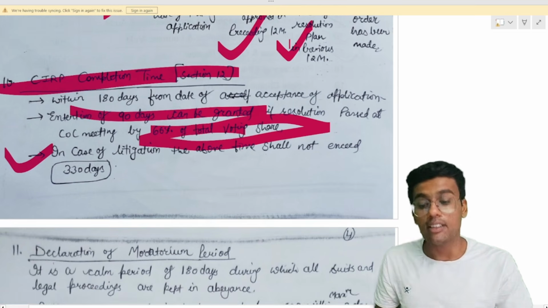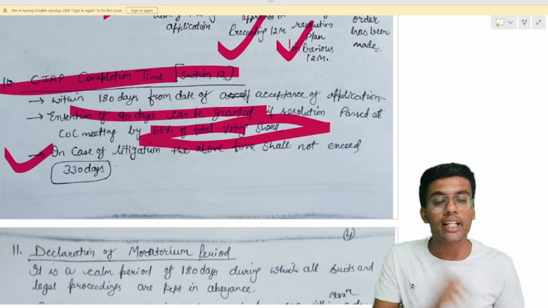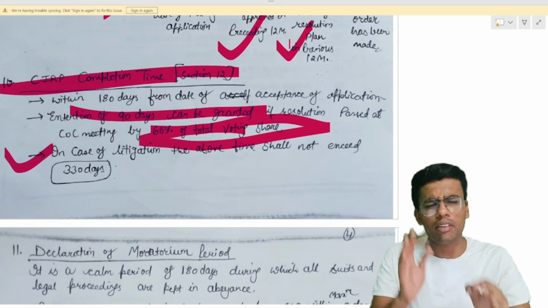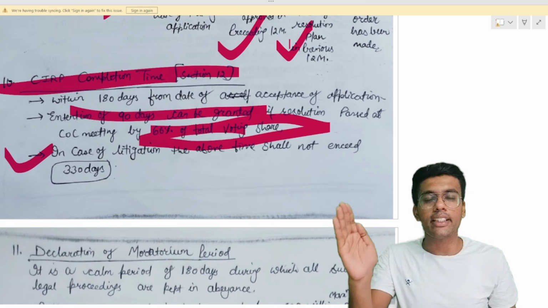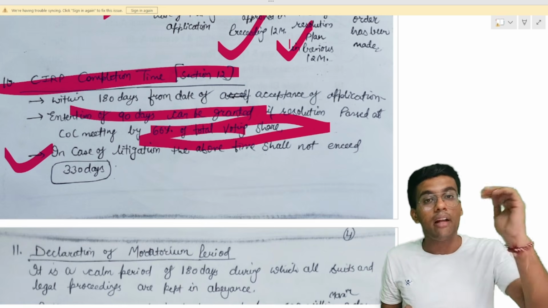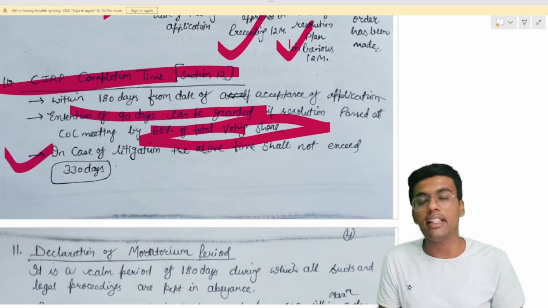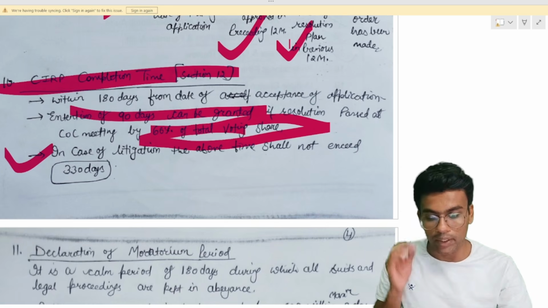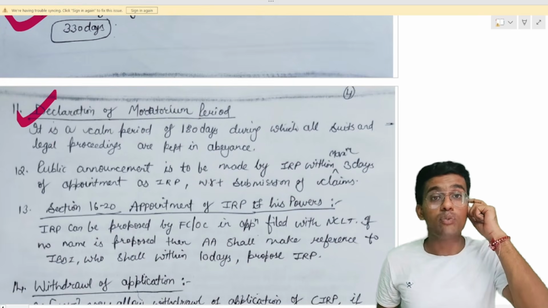The third point is, in case of litigation, the above time shall not exceed a maximum of 330 days. So if there is no dispute, then CIRP is to be completed within 180 days, plus 90 days of extra time limit can be granted. But if there is a dispute, then within a maximum of 330 days the CIRP has to be completed. Now point number 11 talks about declaration of moratorium period.